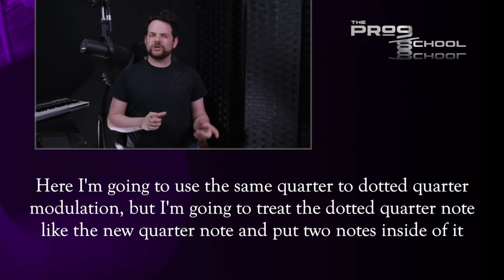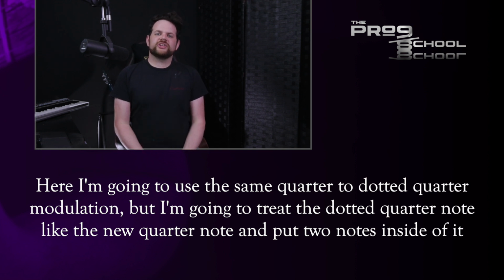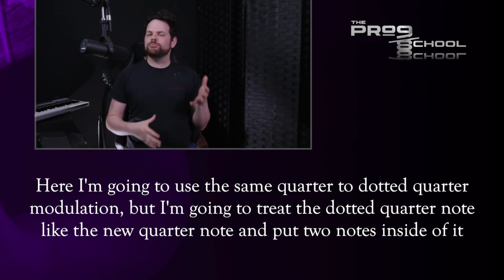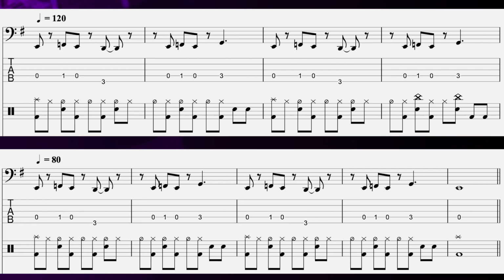This metric modulation can also be used for more of a straight-up tempo change. If I treat the dotted quarter like a quarter note and put two notes inside of it, I could instantly have the same riff move to a slower tempo.